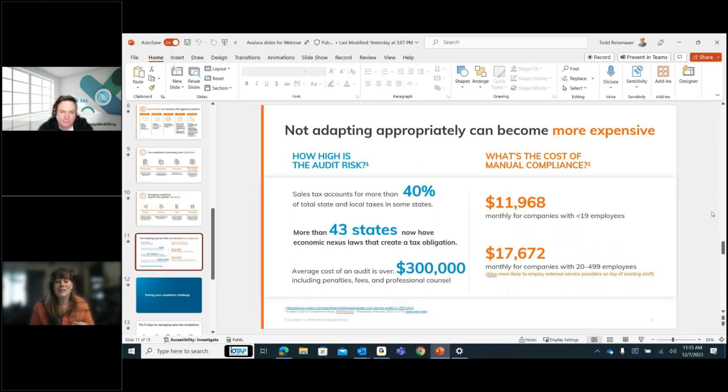40% of most states' revenue actually comes from sales tax. Just knowing that alone should tell you something. The states are going to be aggressive because a lot of their revenue, especially in any kind of challenging economy, means that they need that revenue. And the average cost of an audit is over $300,000 when it comes to sales tax. If they're not automating, most companies are probably already spending between $11,000 and $17,000 a month, and not always getting it right, still leaving themselves open for risk.